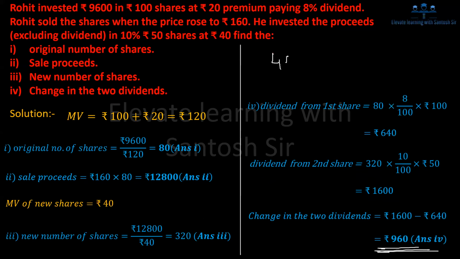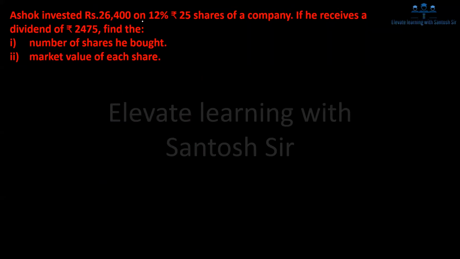This is a 4-mark question when it comes in the board exam. Ashok invested rupees 26,400 on 12% rupees 25 shares of a company. If he receives a dividend of 2475, find the number of shares he bought and the market value of each share. Let's start with what information we have. This is the investment. 12% means this is the rate of dividend. Rupees 25 shares means the face value is also there. He receives a dividend, so we also have the dividend. We have dividend, we have rate, we have face value. This can help us to find the number of shares.